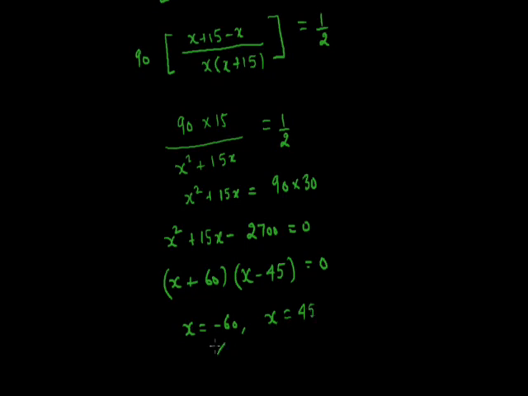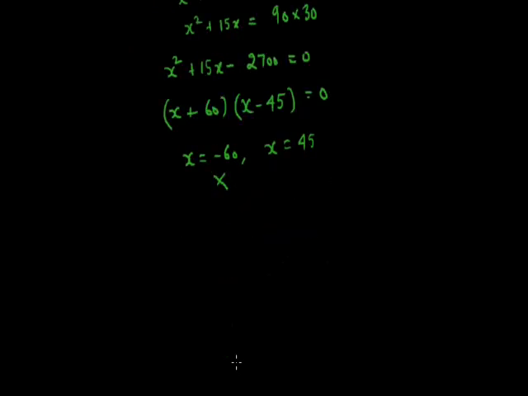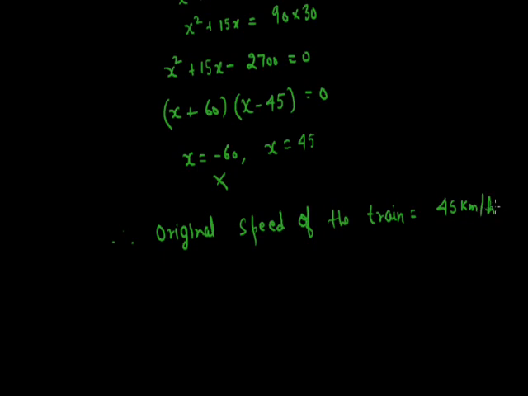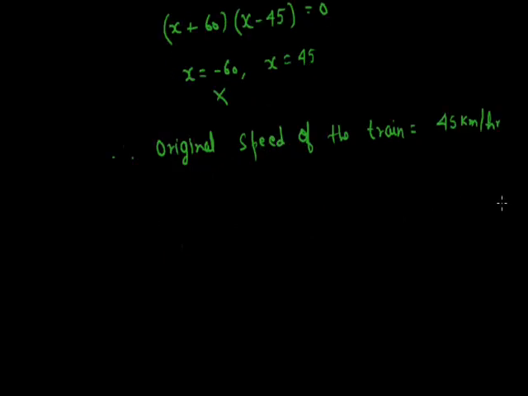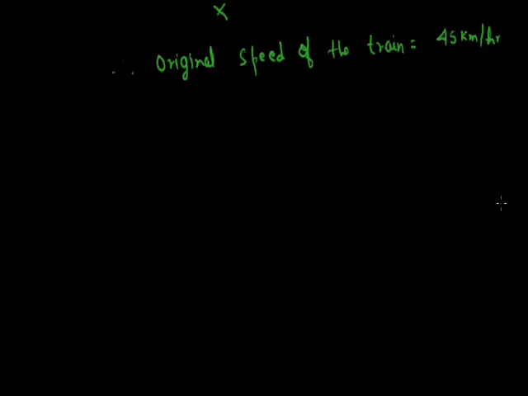Now speed cannot be negative, so it will be omitted. So the original speed is 45 km per hour. Therefore the original speed of the train is equal to 45 km per hour.